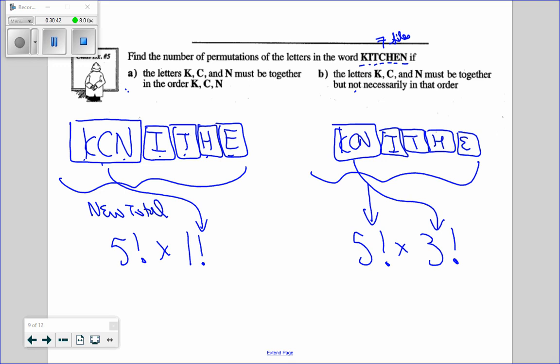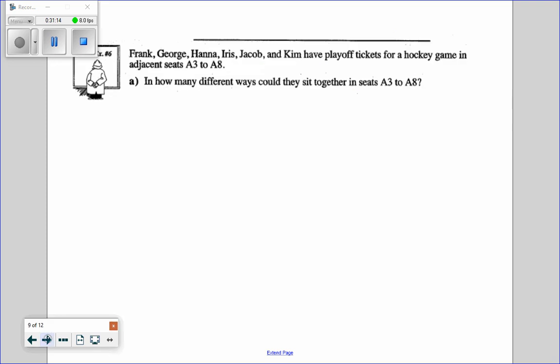If it's alphabetical order, how many ways are there of doing alphabetical order? One way. It has to be the C, then the K, then the N. So alphabetical order and must be in this order, it's the same question. Okay, but the key here is the word together. Just like yesterday, the key was identical objects. So I'm not going to bother plugging in on your calculator. I'm assuming you can do that just fine.